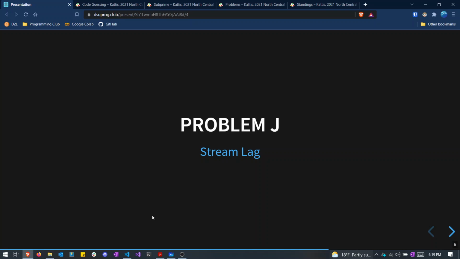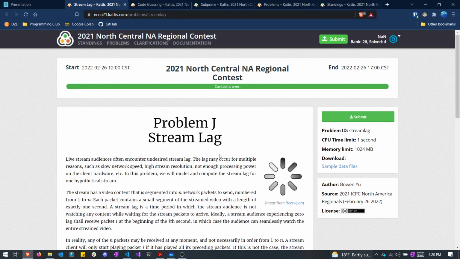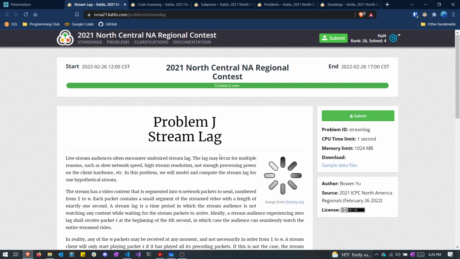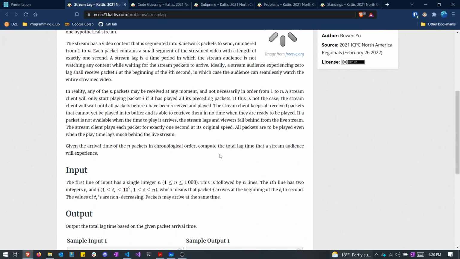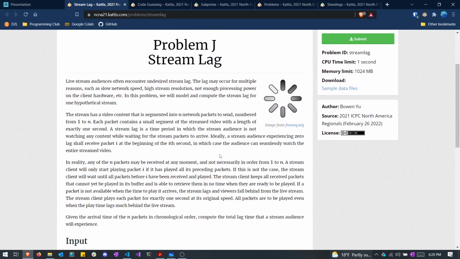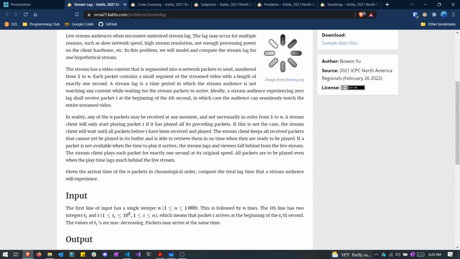Hello. This problem is called stream lag. And basically, all you gamers out there will be familiar with this problem. Because basically, it's the concept of you've got a live stream that's sending, in this case, a packet of a single second worth of video at a time, but they might not necessarily all come in order, and they might not all come in time to be played in real time. And that's where lag comes in.